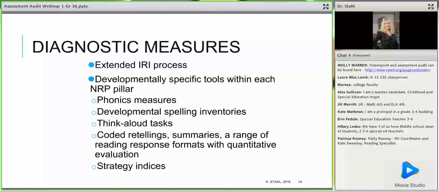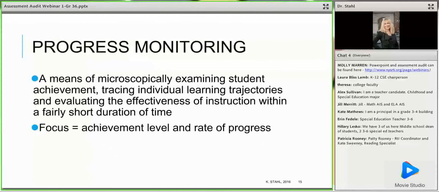Developmental spelling inventories, think aloud tasks for the children who are having the most severe reading comprehension difficulties. That's a tool that can give you insight into a child's strategic processing. But again, that's very difficult to administer, and you would only want to use that for a handful of children. And then retellings, summaries, and strategy indices. These are examples of diagnostic measures.